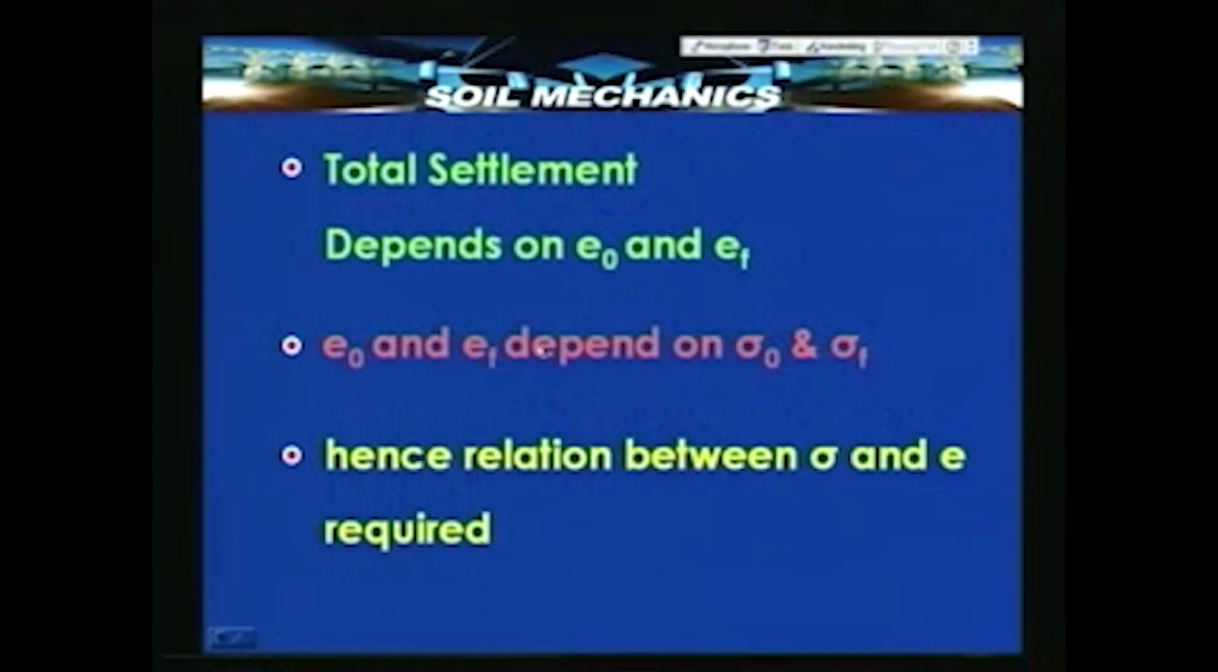Now, this total settlement depends on E 0 and E f, and E 0 and E f in turn depend on the stresses sigma 0 and the finally applied stress, and hence in order to proceed further, we now need to establish relationships between sigma and the void ratio E. Once we establish the relationship between sigma and the void ratio E, we can have a method by which, knowing the anticipated stress change, we can find out what is the anticipated void ratio change. Once we know the void ratio change, we have already seen how to compute the total settlement.